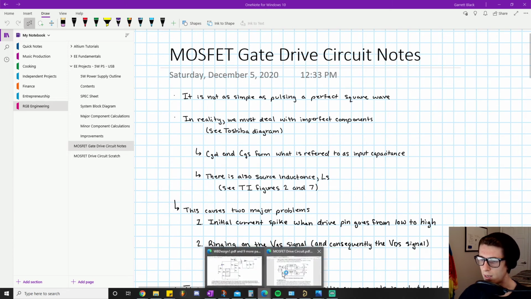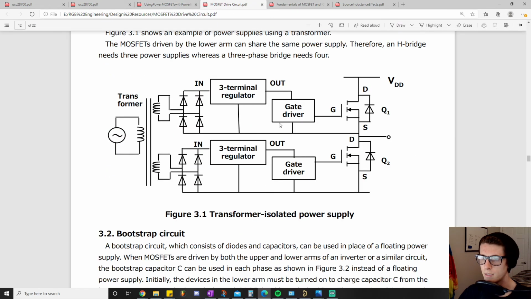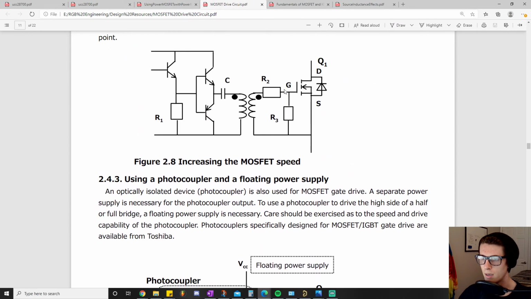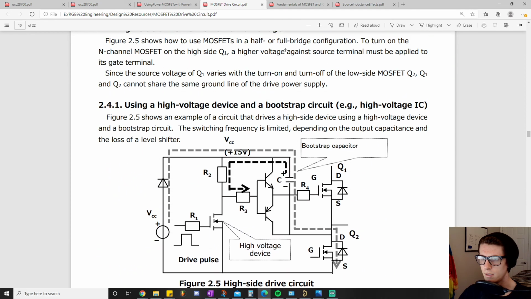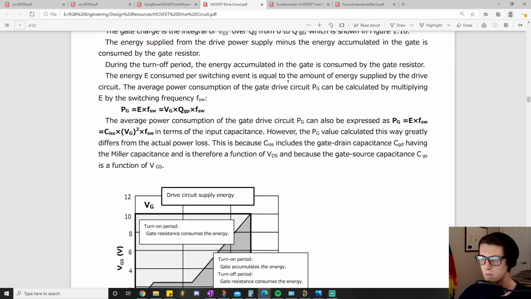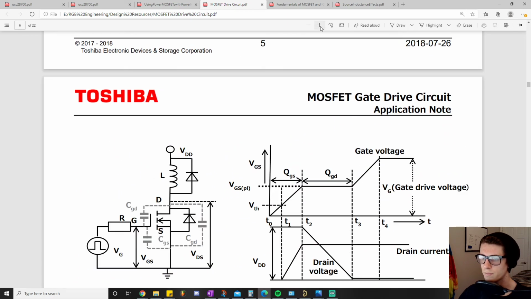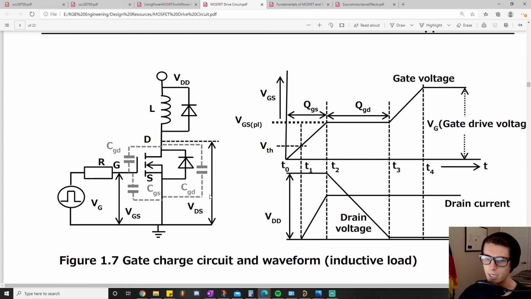So I want to bring up this great diagram. I think it's by Toshiba. Let me see. Right here, here we go. Looking at this diagram, this shows you a better idea of what is actually going on. I would say ignore this diode. This is not real. These grayed out components are what I want you to focus on.